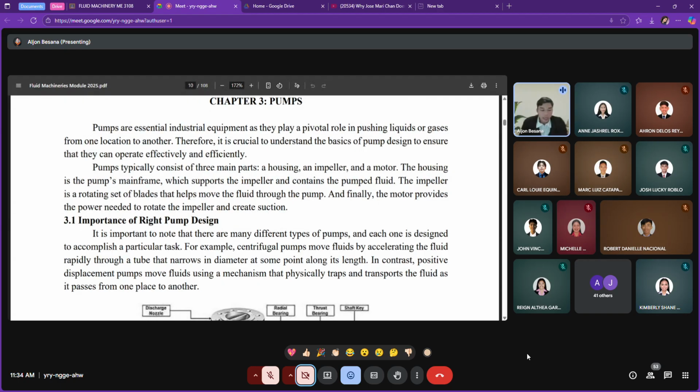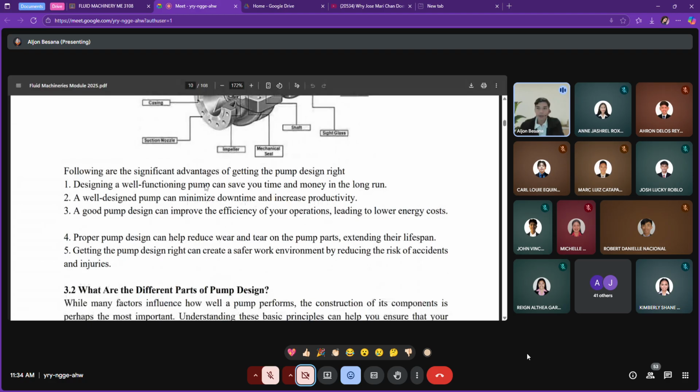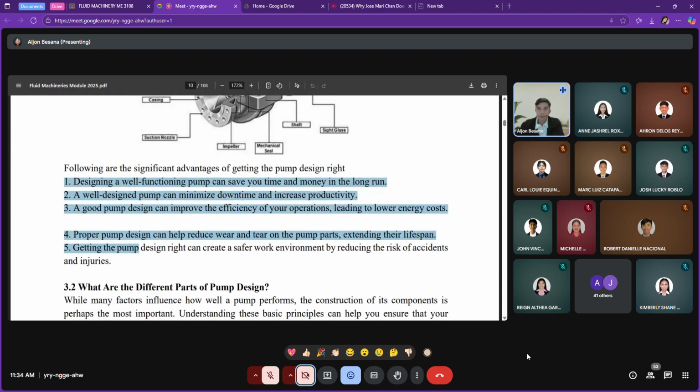Bakit nga ba natin kailangan na alam kung paano mag-design ng tamang pump? Kasi daw po dahil dito sa limang bagay na to na pwedeng lumabas sa midterm exam nyo. No. So designing a well-functioning pump can save you time and money in the long run. A well-designed pump can minimize the downtime and increase productivity. And a good pump design can improve efficiency of your operation, leading to lower energy costs.